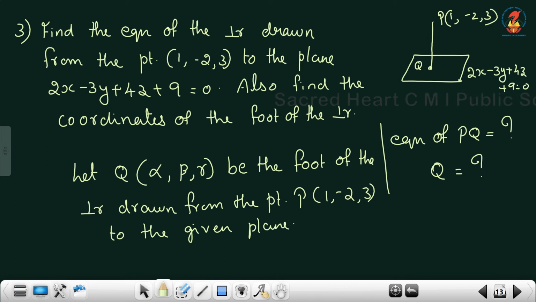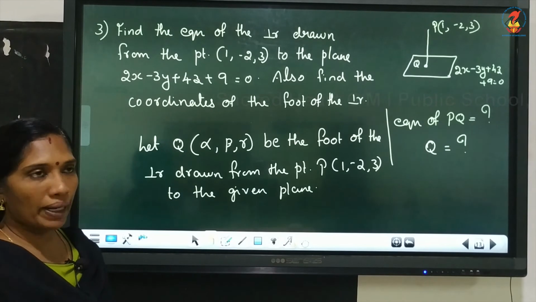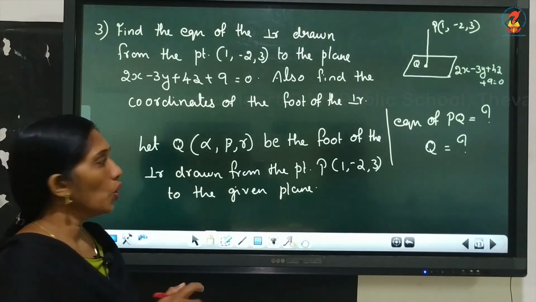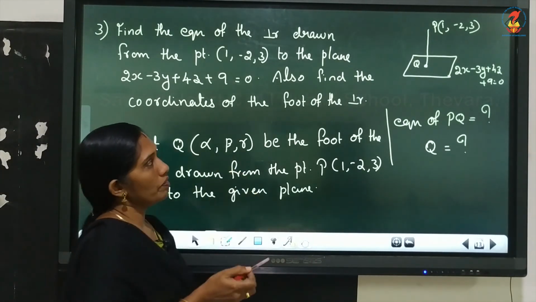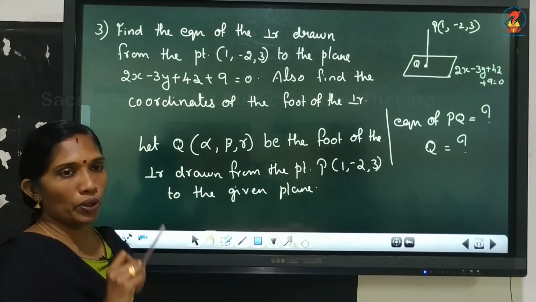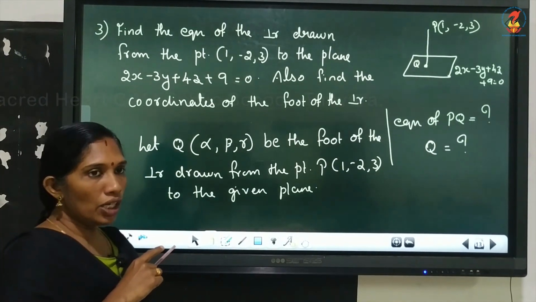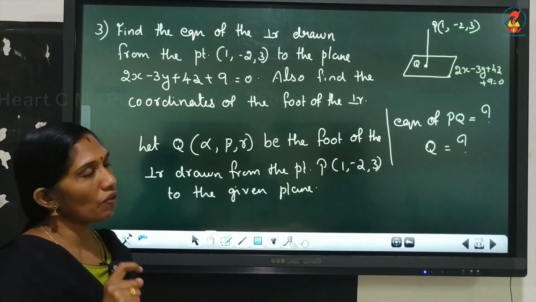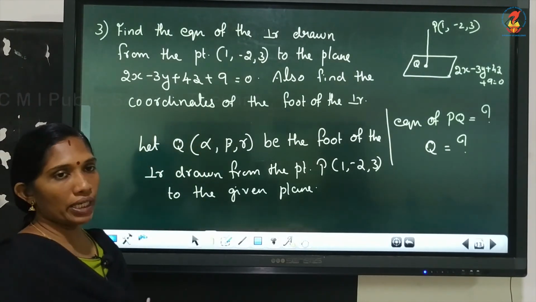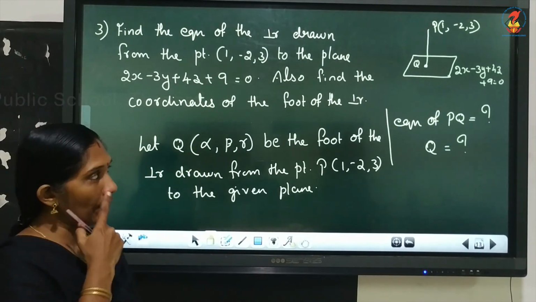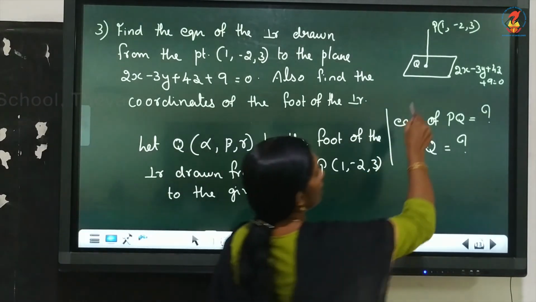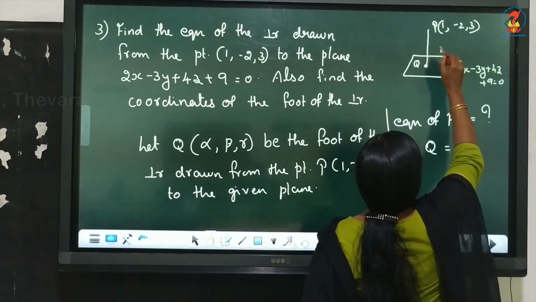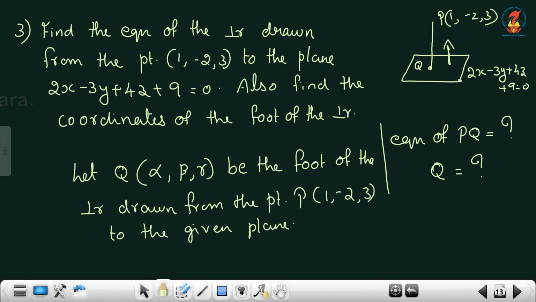Now, PQ is a line passing through a single point. Q is unknown, we don't know. So PQ passes through one point, and that point is given. So we can write the equation of the line passing through the point, and we need the parallel vector. What is the parallel vector? For this plane we have the normal. Is this normal parallel to the line?